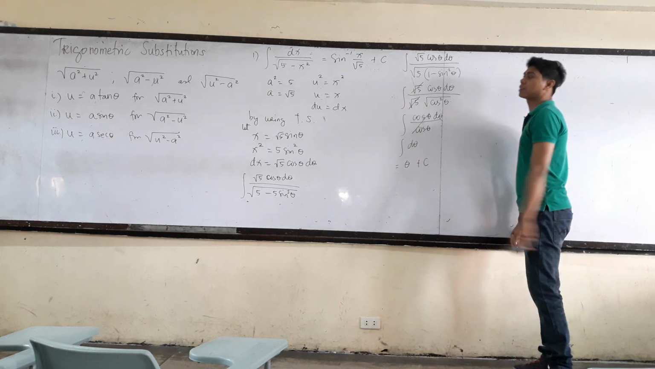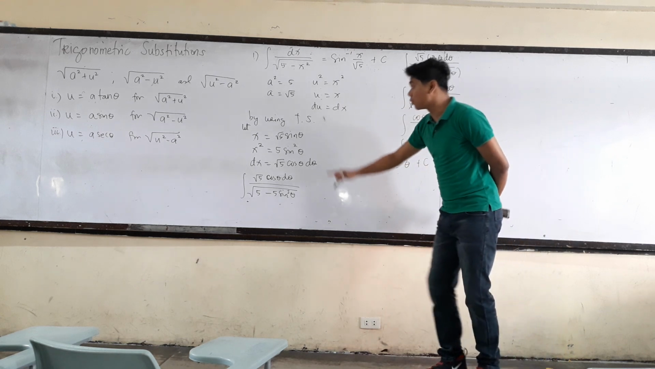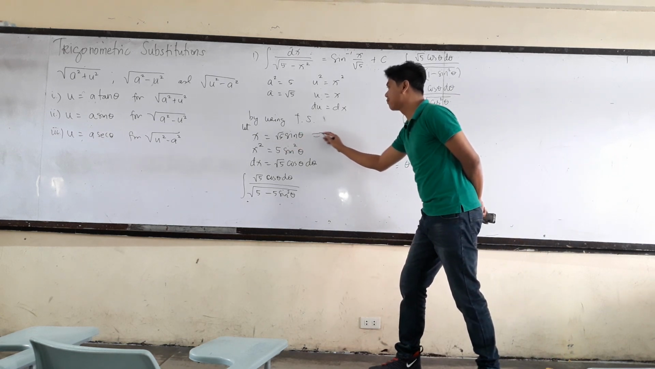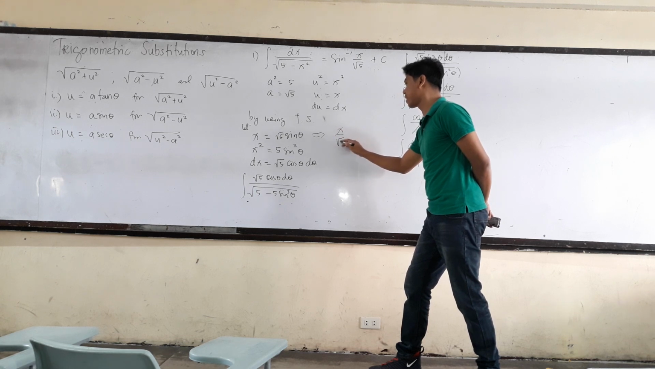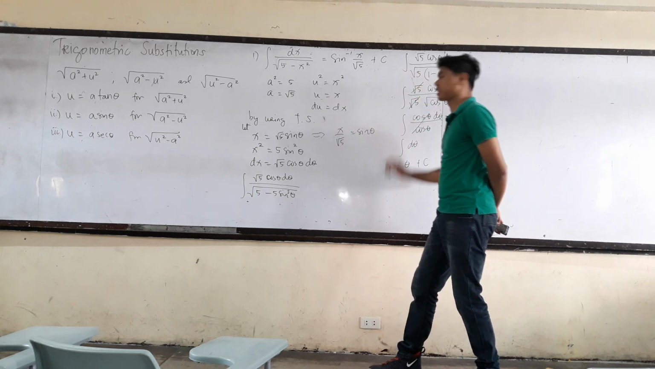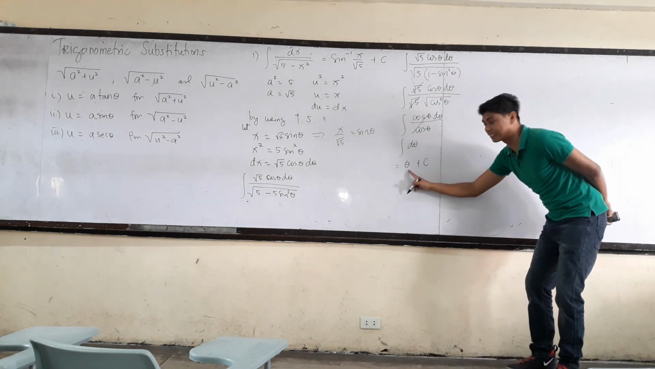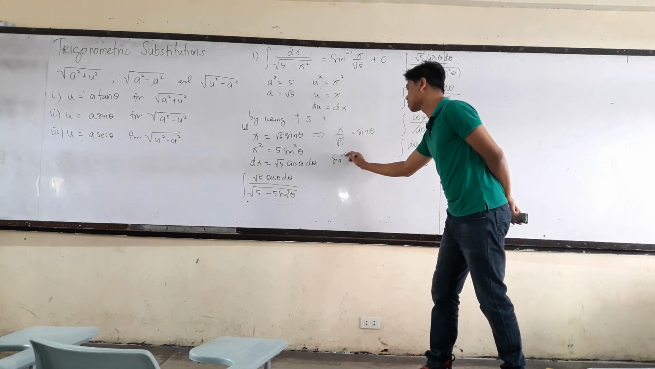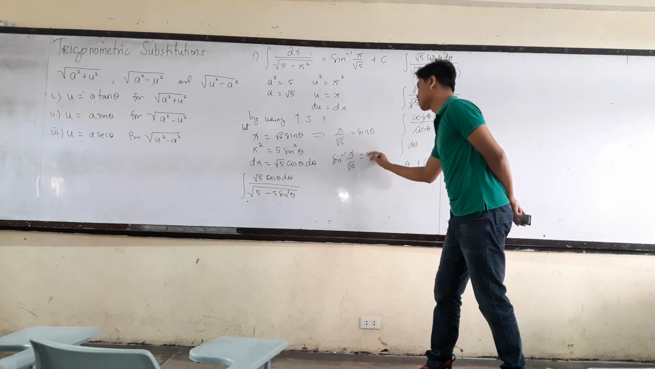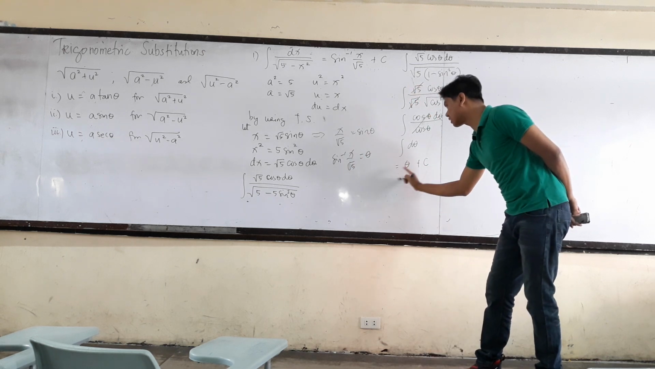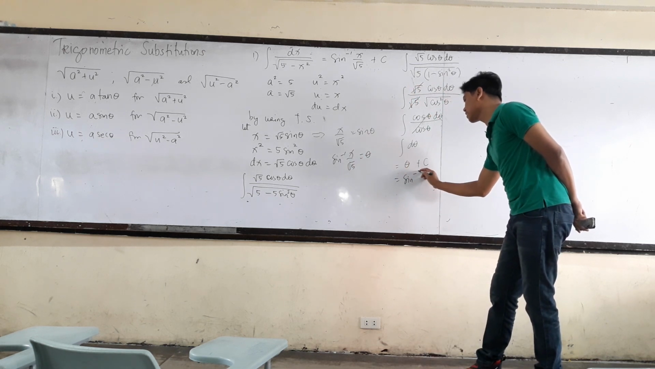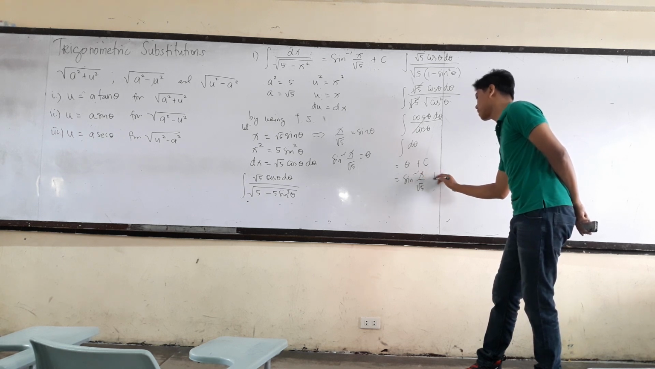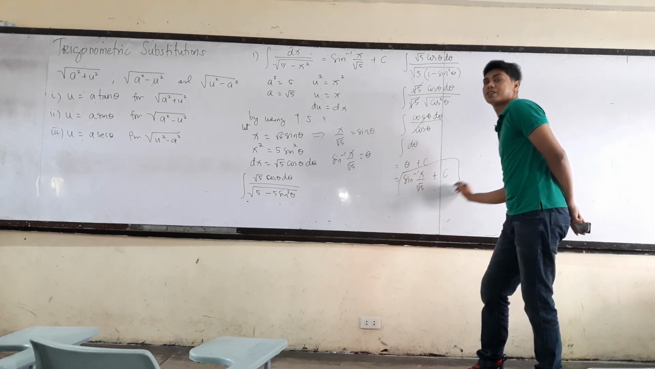And then you write it back in the original variable. From here, you have x over square root of pi equals sine theta, and you need to get theta. By using the inverse function, you have arc sine x over square root of pi equals theta. Replacing theta by arc sine x over square root of pi, you get the final answer.